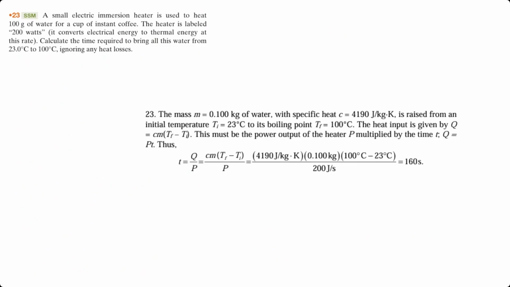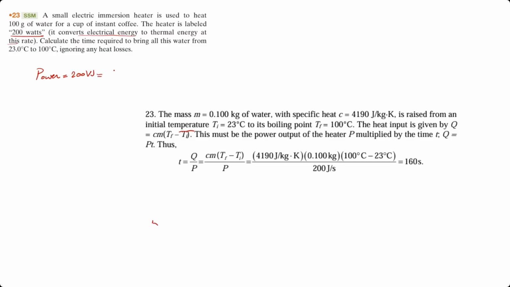Okay, let's look at this nice easy question. We have a small electric immersion heater used to heat 100 grams of water for a cup of instant coffee. The heater is labeled 200 watts, which means it converts electrical energy to thermal energy at this rate. So this is the power, 200 watts. What does this power mean? The electrical energy is converted to thermal energy at this rate.